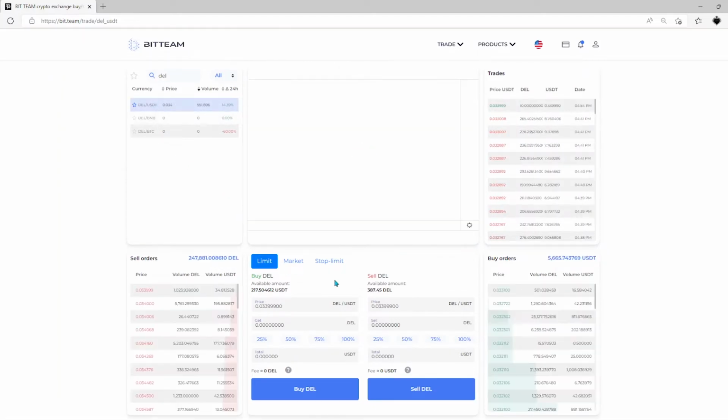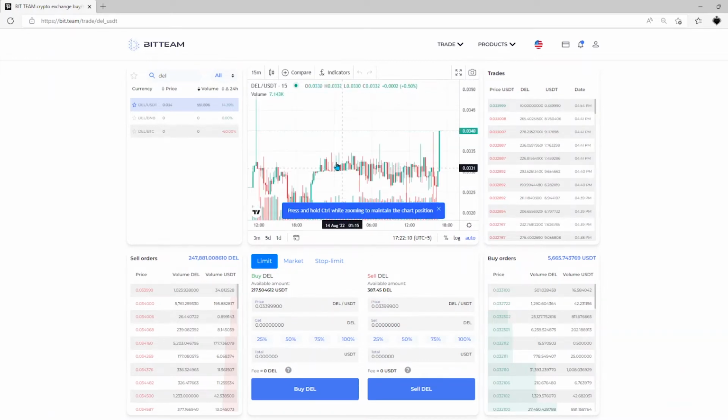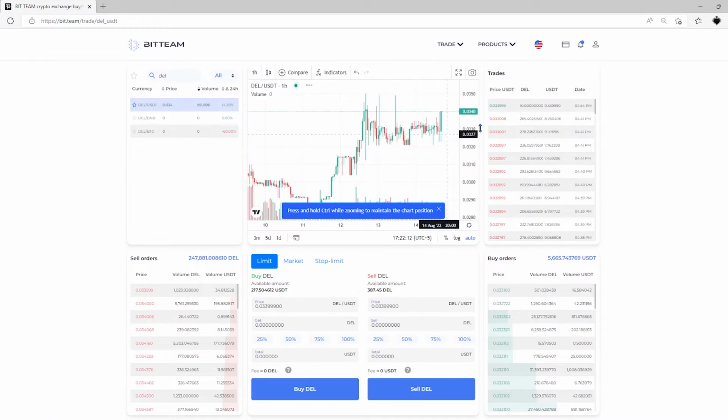The account balance of the first selected coin in the pair should be positive for you to be able to conduct a transaction. Now read the chart, the history of recent transactions, and analyze the trading classes. In the middle under the chart, the main trading terminal is presented.